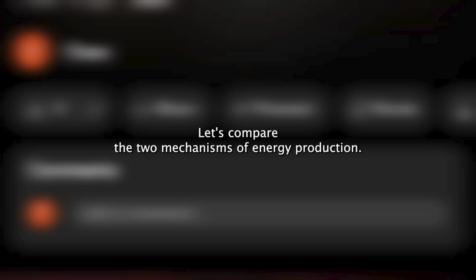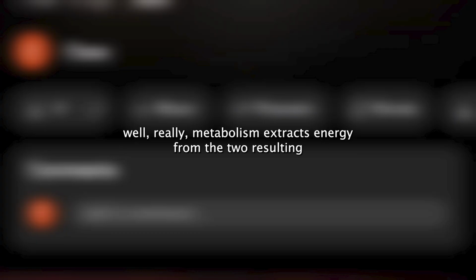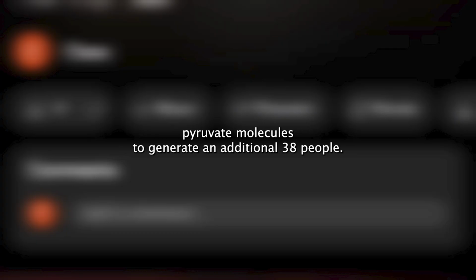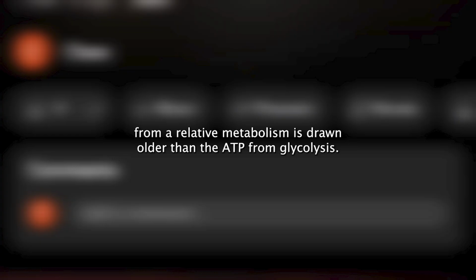Let's compare the two mechanisms of energy production. Glycolysis produces only 2 ATP molecules per glucose molecule, while aerobic metabolism extracts energy from the 2 resulting pyruvate molecules to generate an additional 30 ATP molecules. Notice how that difference is indicated. The ATP from aerobic metabolism is drawn bolder than the ATP from glycolysis.